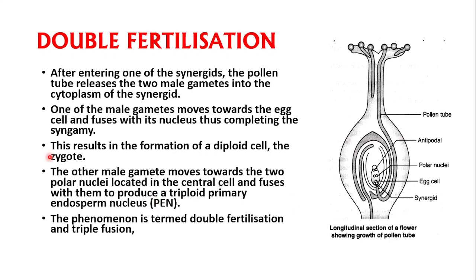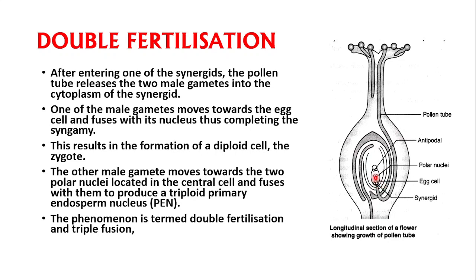Here the word double fertilization means fertilization occurs twice. One male gamete will fertilize the egg cell, that is the first fertilization. The second male gamete will fuse with the polar nuclei. That means fusion of male and female gametes takes place twice. That itself is called double fertilization.